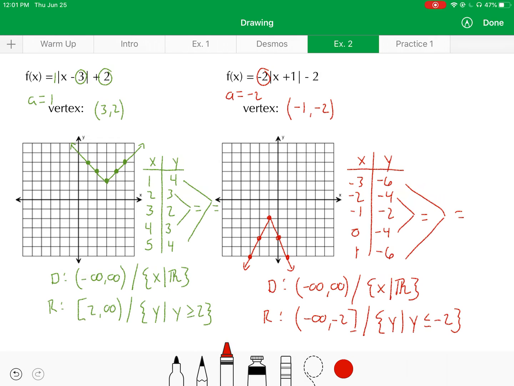All right, now it's your turn. You're going to pause the video. You're going to try to graph the function given in practice 1, and then come back and check your work with mine.